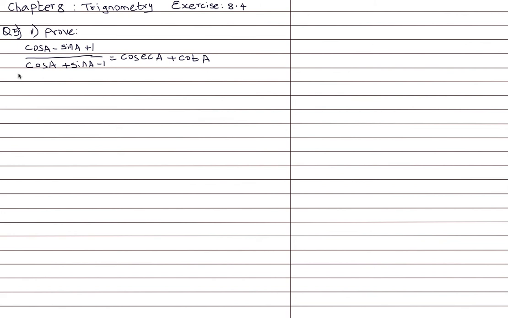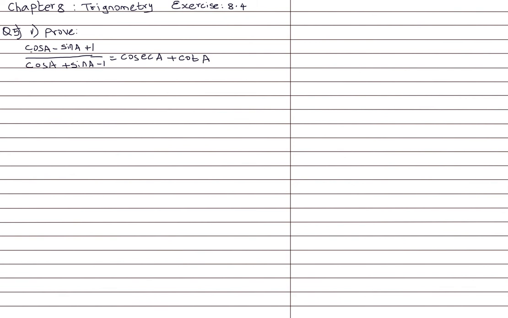Let us solve this problem. We have to prove (cos A minus sin A plus 1) divided by (cos A plus sin A minus 1) is equal to cosecant A plus cot A. If we see this problem, there are no identities. We are not getting any identities to put it straight away.